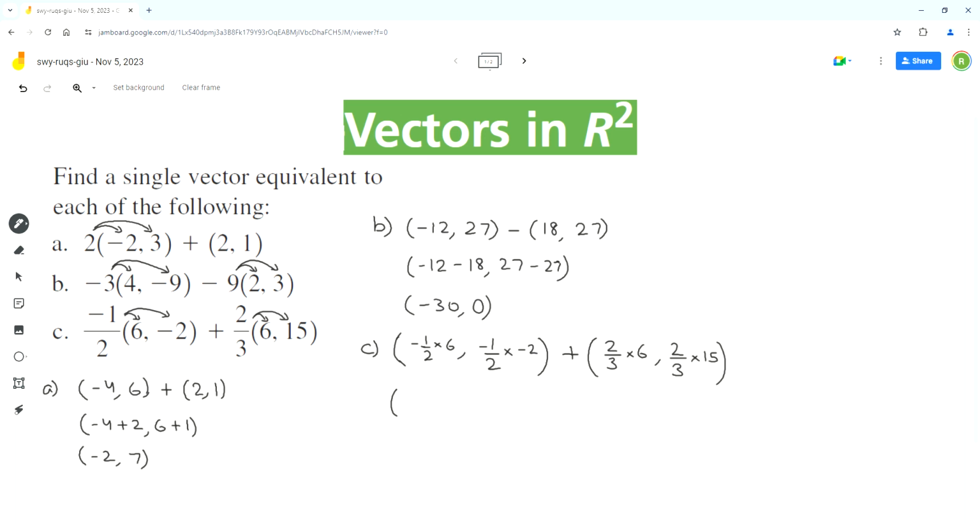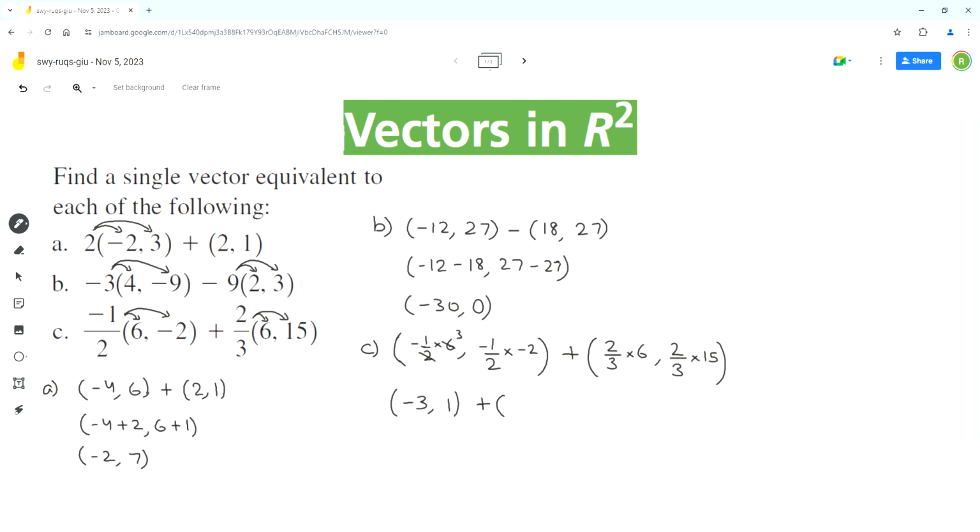So negative half times 6 is equal to negative 3. So the 2 and the 6 can be reduced to just 3. And then negative half times 2 will be positive 1. So since both terms are negative, the product will be a positive term.